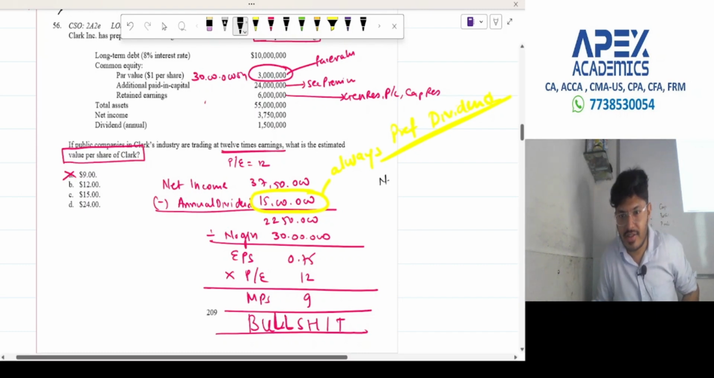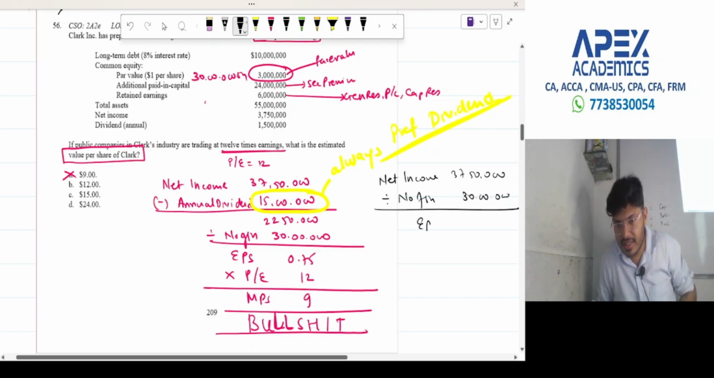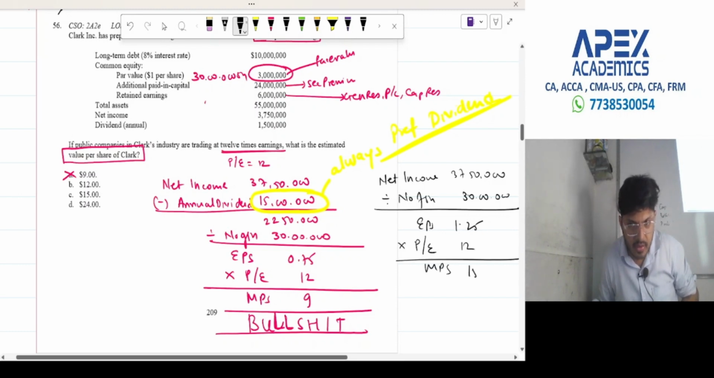Sir, the right answer is there is net income of 37 lakh 50,000. This will directly be divided by number of shares. So the number of shares are 30 lakhs. This will give me an EPS of 1.25. I will multiply this by a PE of 12 to arrive at the MPS of 15. And this is the correct answer.